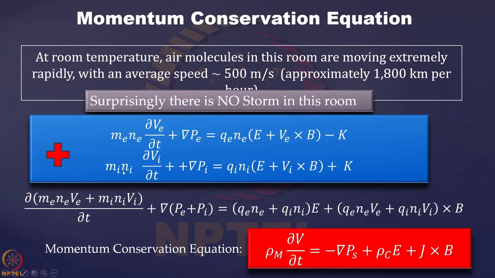So ∂(m_e n_e V + m_i n_i V_i)/∂t plus grad of (P_e + P_i) is equal to (q_e n_e + q_i n_i) E plus (q_e n_e V + q_i n_i V_i) cross B. We put it in this bracket, and the interesting thing is that the term which was bothering us, that K, is now eliminated. So that is how the physicist comes out of the problem.